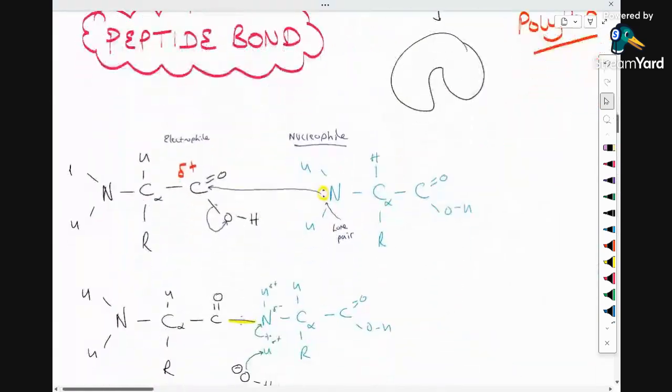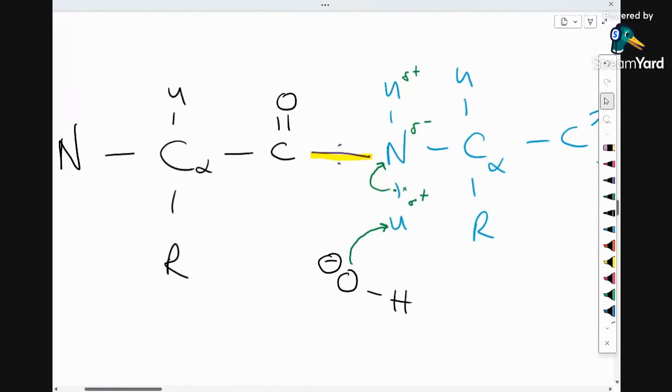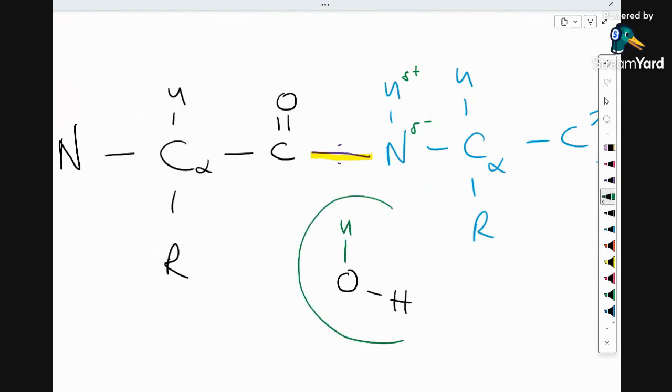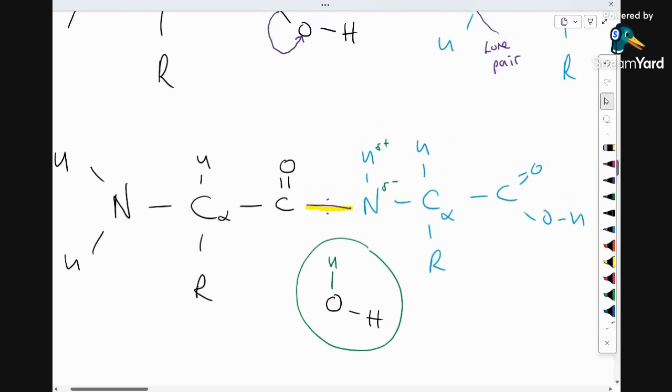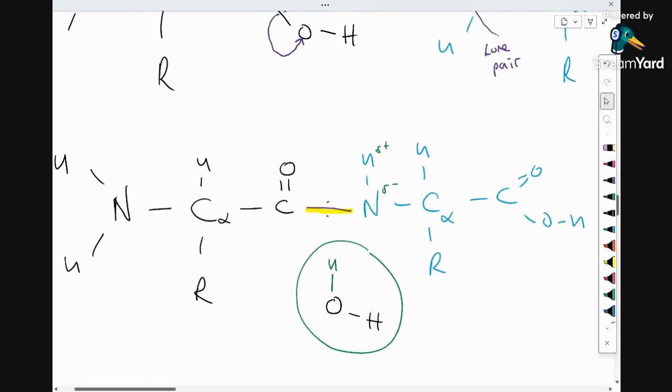Okay. So essentially what happens is this proton then disappears. There we go. Off it goes. And that's essentially what we've got. And then this OH group picks it up, becoming water. And we then have our peptide bond that is formed.